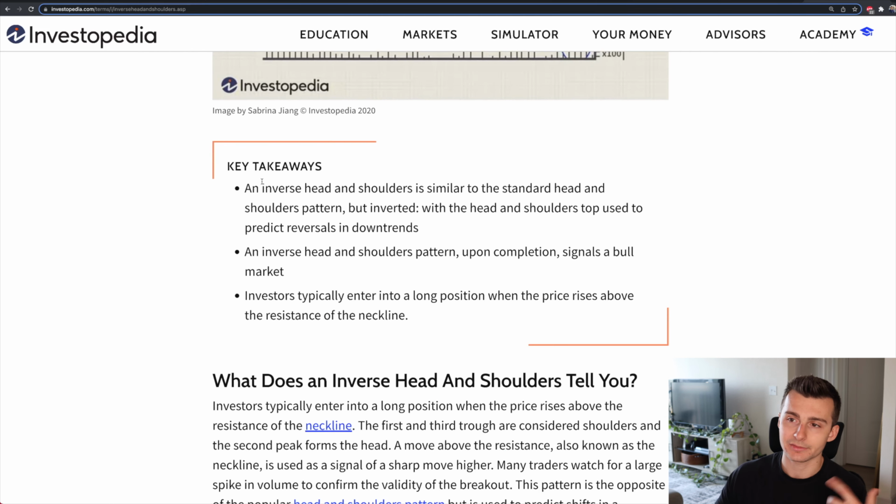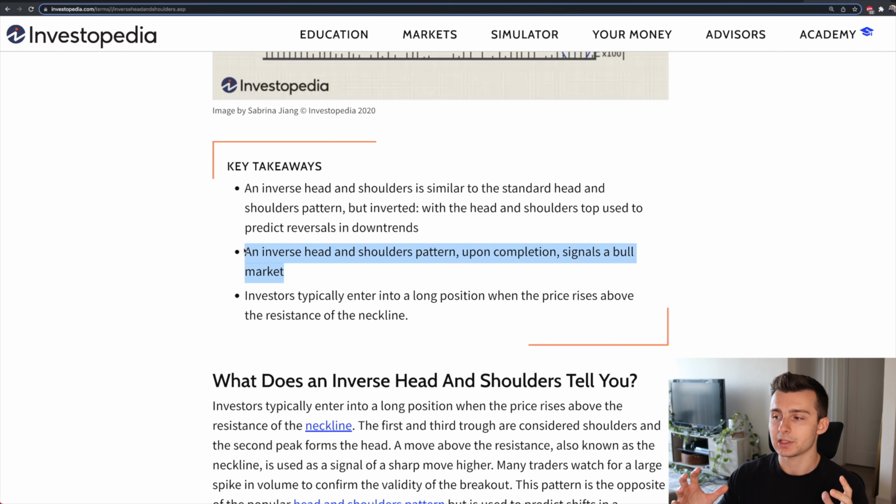So some takeaways from Investopedia here. What this can be signaled as is essentially a bull market, right? So coming out of a bear market into a bull market. So you'll generally see this pattern actually take place. And there's actually a lot of stocks out there right now, which we can go ahead and look at. We'll look at a few.